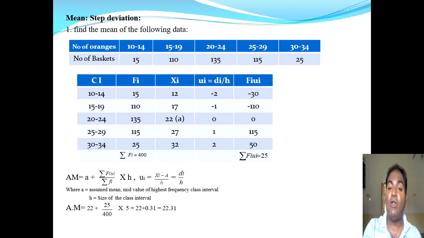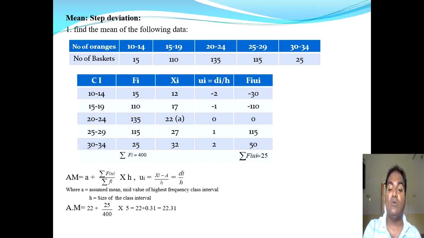So the following tabular column we are going to get it as minus 30, minus 10, 0, 15 and 50. Fi into ui is 25. So we are able to reduce the value here. That is why step deviation is considered to be the most prominent method which is being used to find the mean. Now a plus summation fi into ui by summation fi into h.